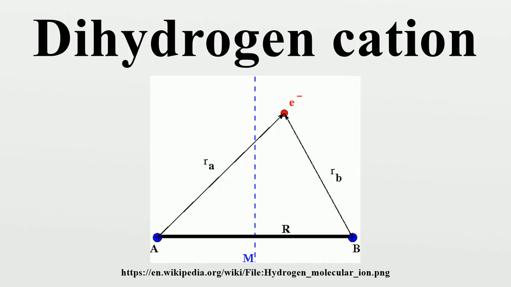Formation. The dihydrogen ion is formed in nature by the interaction of cosmic rays and the hydrogen molecule. An electron is knocked off, leaving the cation behind. H2 + cosmic ray → H2+ + e- + cosmic ray. Cosmic ray particles have enough energy to ionize many molecules before coming to a stop. In nature, the ion is destroyed by reacting with other hydrogen molecules. H2+ + H2 → H3+ + H.